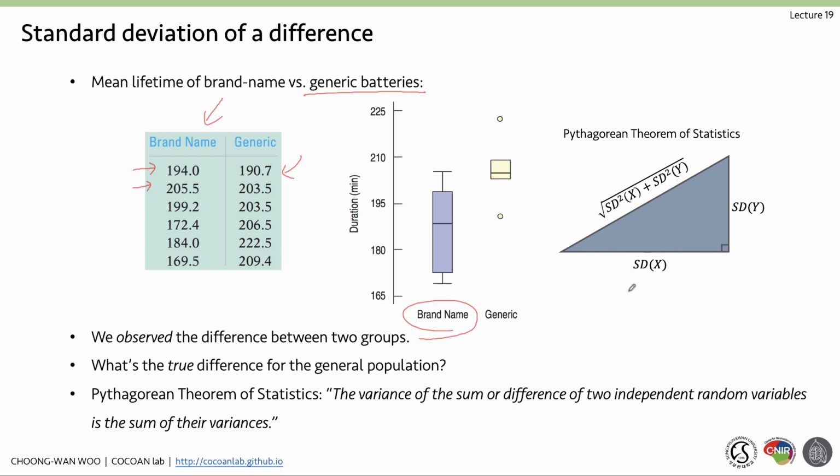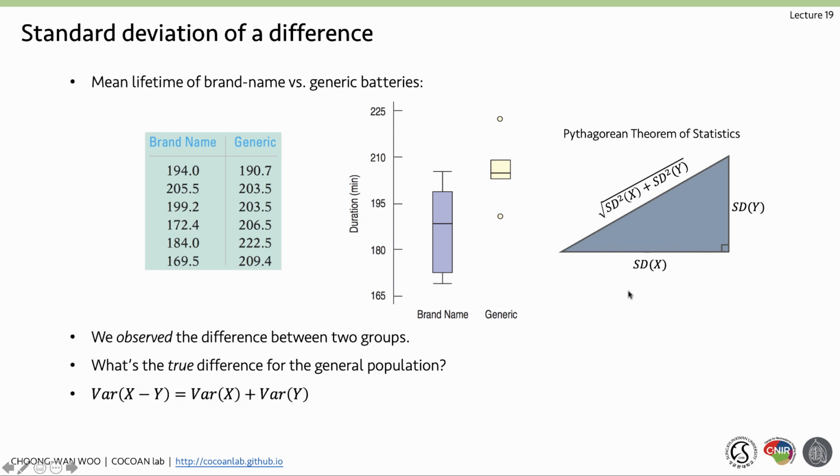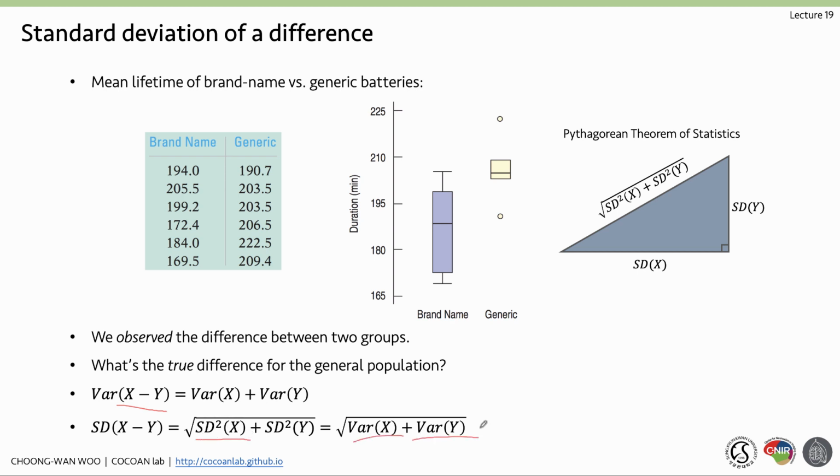So like this, the variance of x minus y, the variance of the difference, is the variance of x plus the variance of y. And that is basically the standard deviation of x minus y is the square root of the standard deviation squared, that is variance, so the variance of x plus the variance of y. Okay, so this is the Pythagorean theorem of statistics, and this works only for independent random variables.